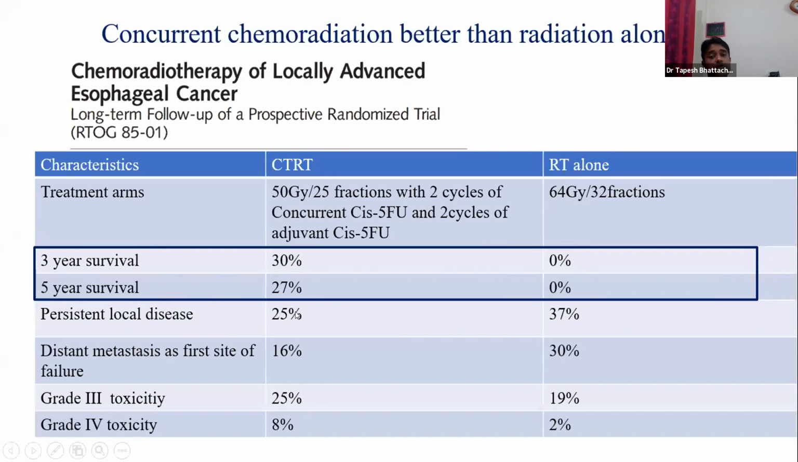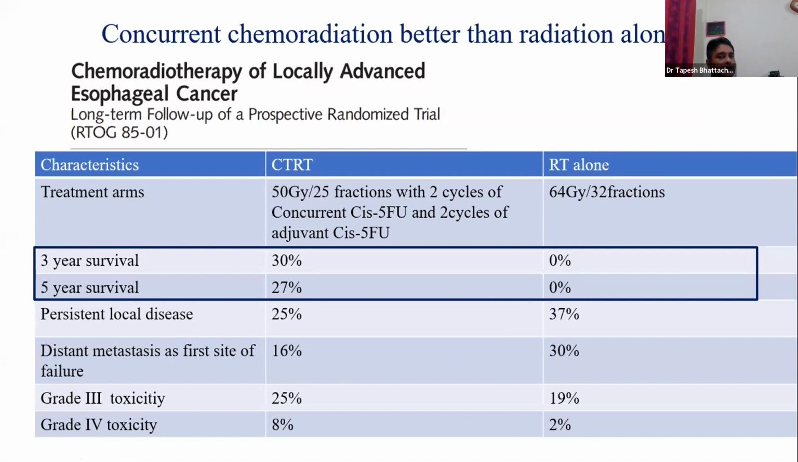Persistent local disease was also lower in the CTRT arm as compared to RT alone. Distant metastasis as the first site of failure was quite low in the CTRT arm as compared to RT alone. Grade 3 toxicity was slightly higher in CTRT as compared to radiation. From this we could say that CTRT was better than RT alone, no doubt, in terms of overall survival and in terms of control of the disease, everywhere it shows dominance.